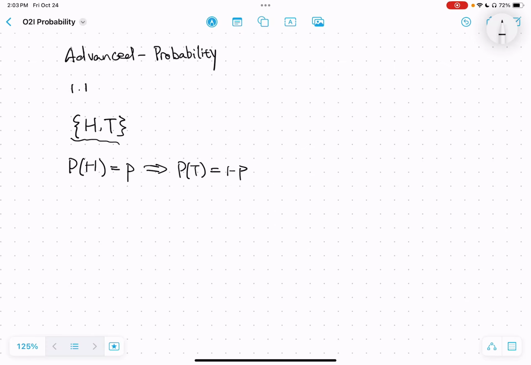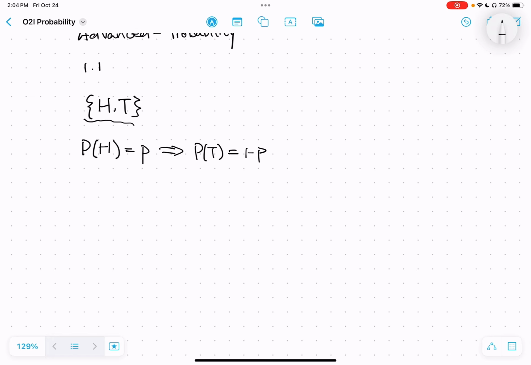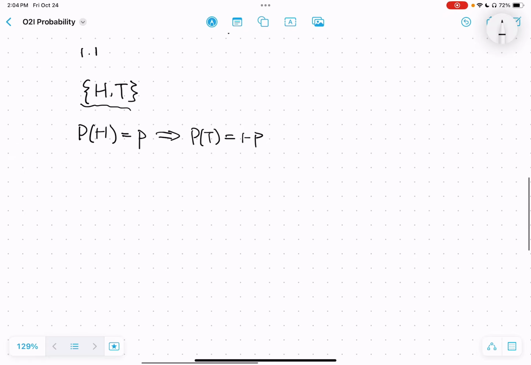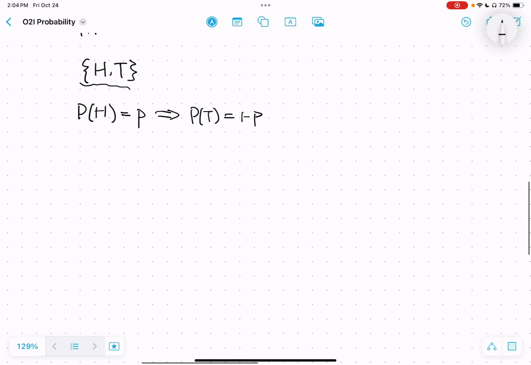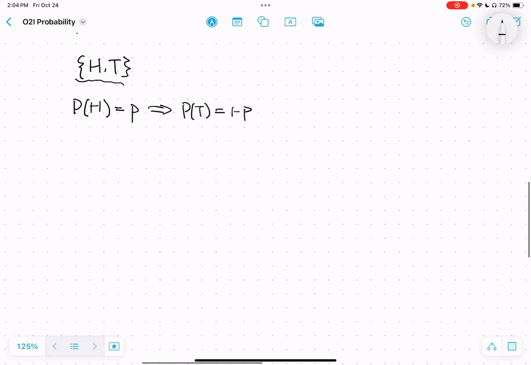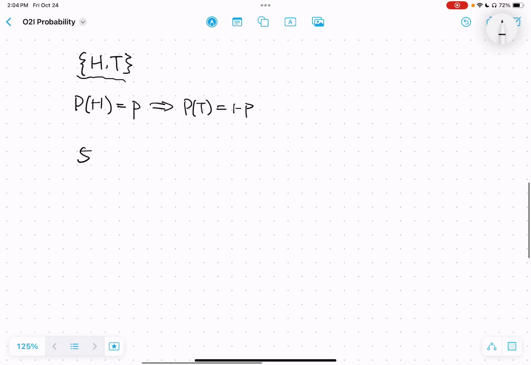Then we have the probability of throwing a tail, which is 1 minus P, because there are a total of two outcomes, and 1 is the probability of every outcome added together, which is 100%. And let's start with a simple question. Say we have 5 throws, what is the probability of throwing exactly 2 heads?